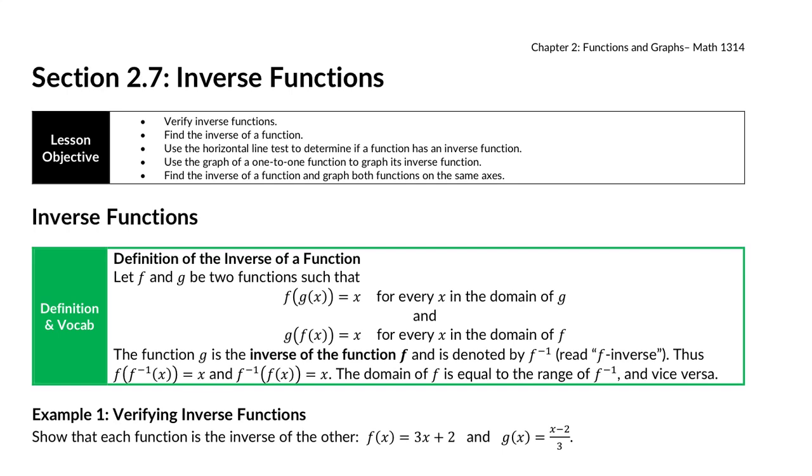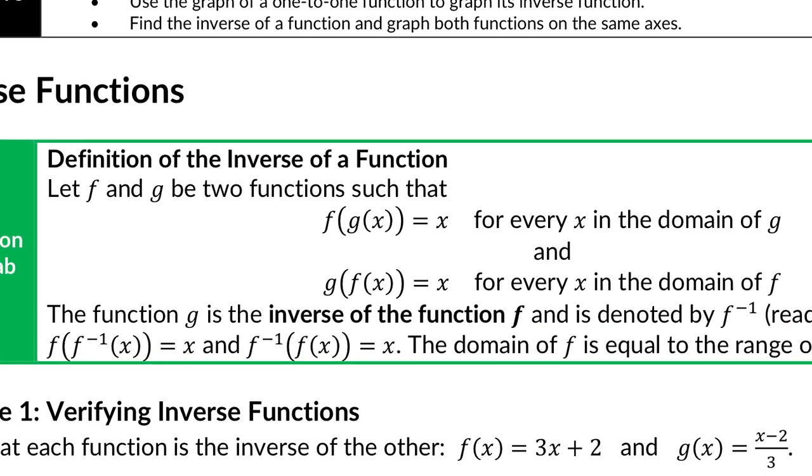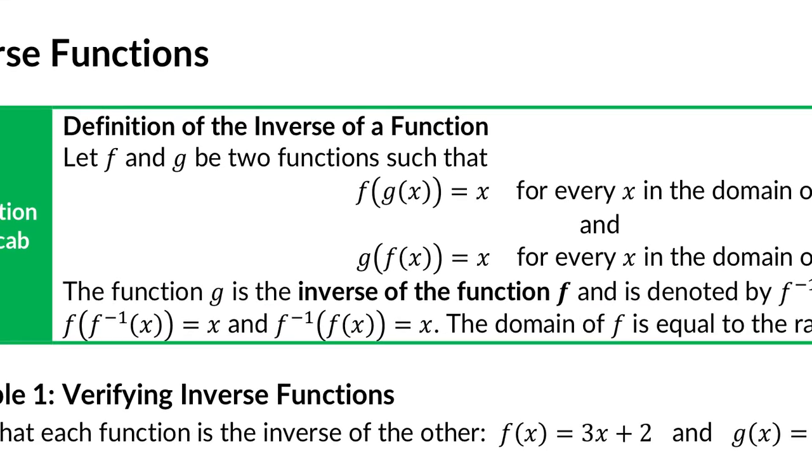Inverse functions are functions that undo each other. The formal definition of an inverse, or how we verify inverses, is with function composition. So the definition of an inverse of a function: let f and g be two functions, so here's f and here's g, such that f of g of x is equal to x, and g of f of x is equal to x.